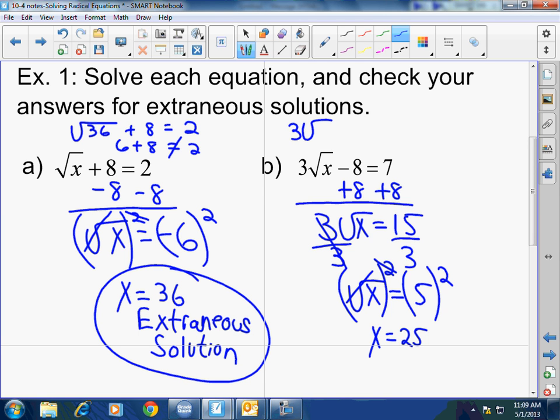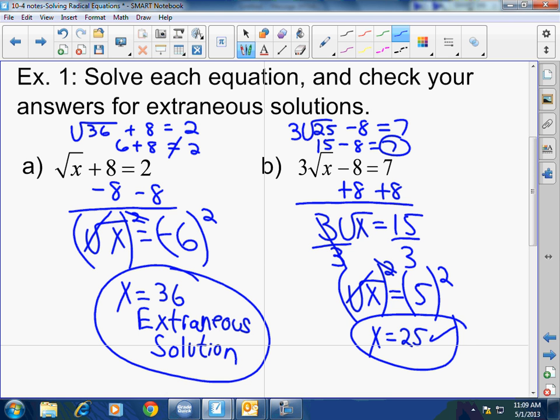3 times the square root of 25 minus 8 has to equal 7. Square root of 25 is 5. 3 times 5 is 15. 15 minus 8 is 7. Bingo. That is a solution. A real solution.